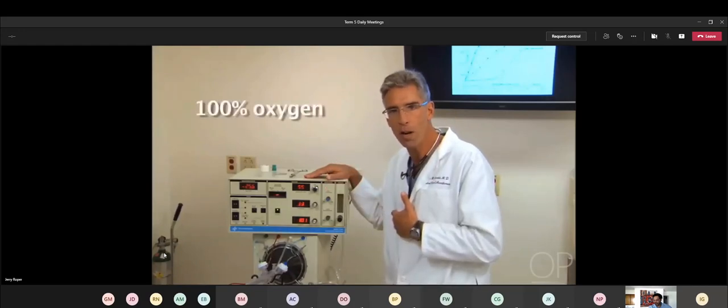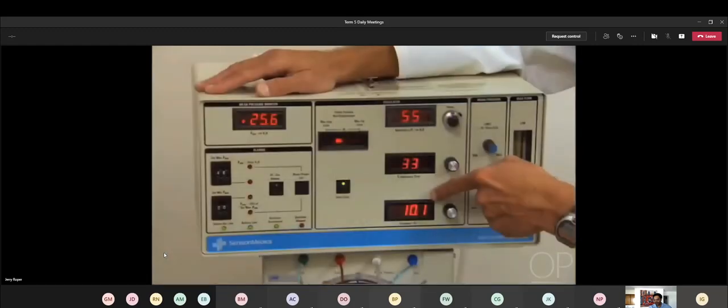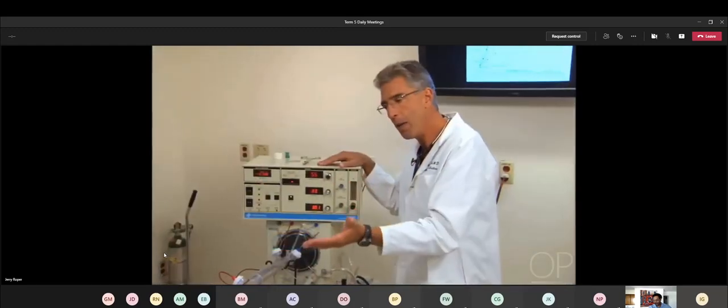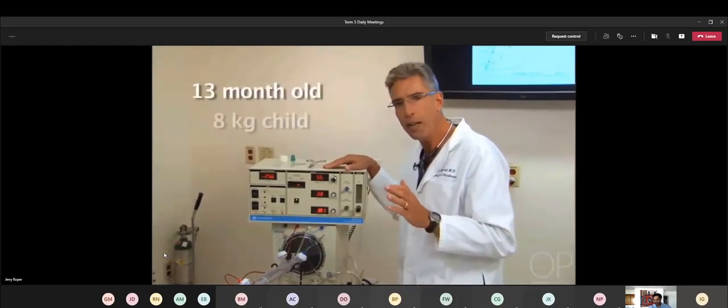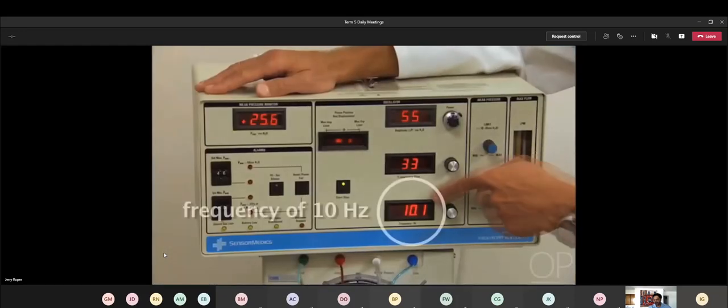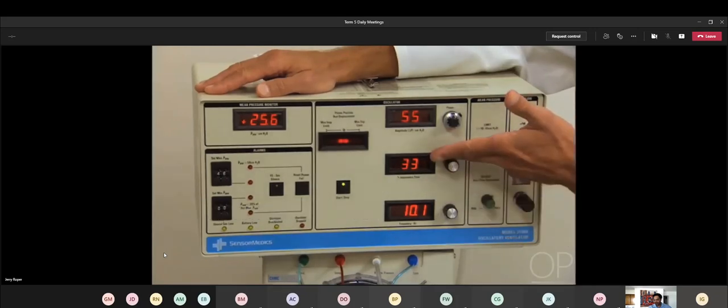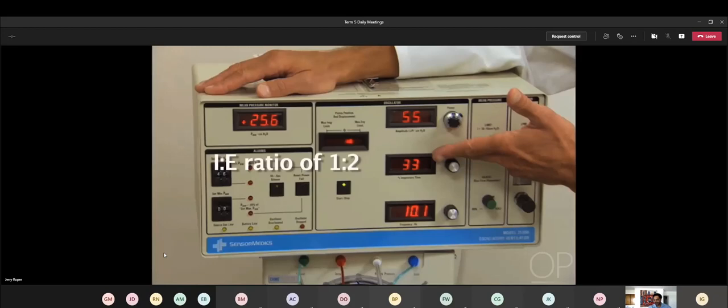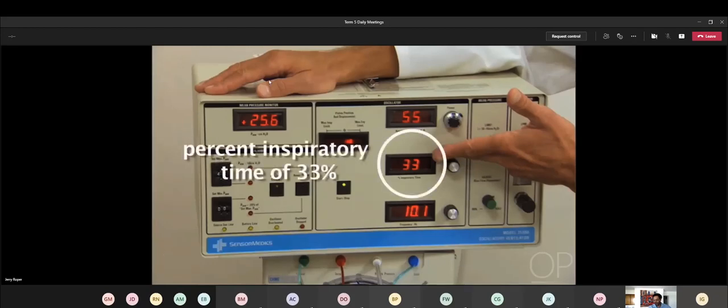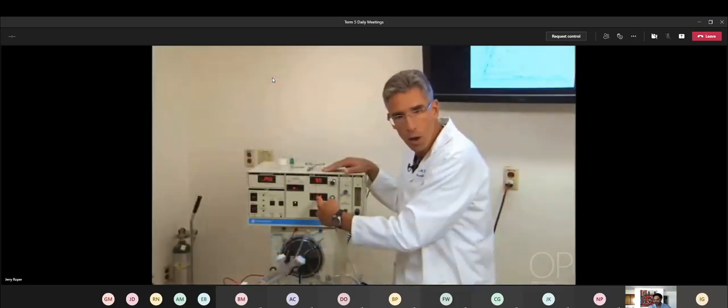When we transition to high frequency, almost all patients are on 100% oxygen. We typically will pick a frequency based on the patient's size. And for Samantha, a 13-month-old, roughly 8 kilogram child, we're going to pick a frequency of 10 hertz. And virtually all of our patients are managed with an I to E ratio of 1 to 2, giving a percent inspiratory time of 33%.